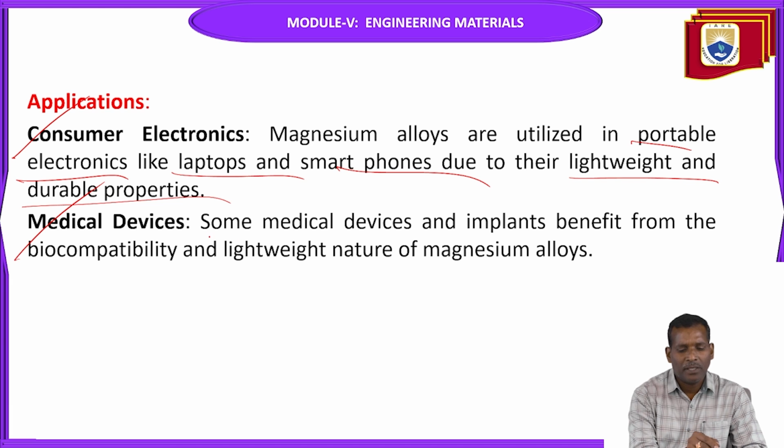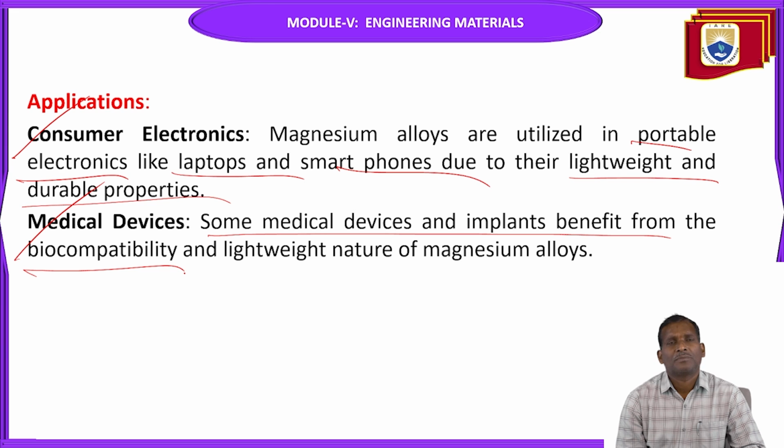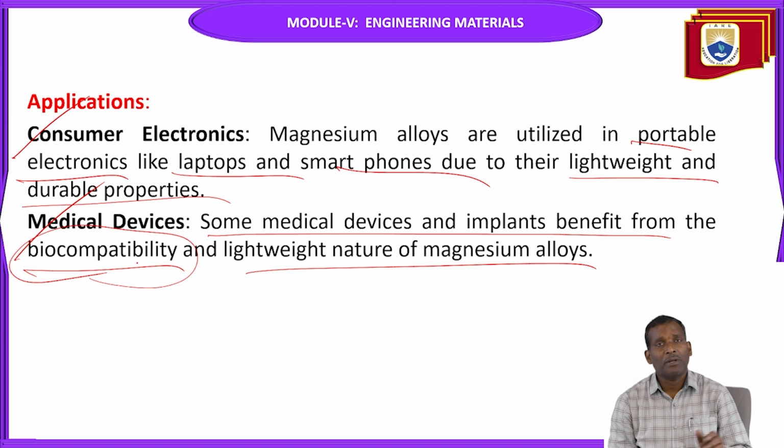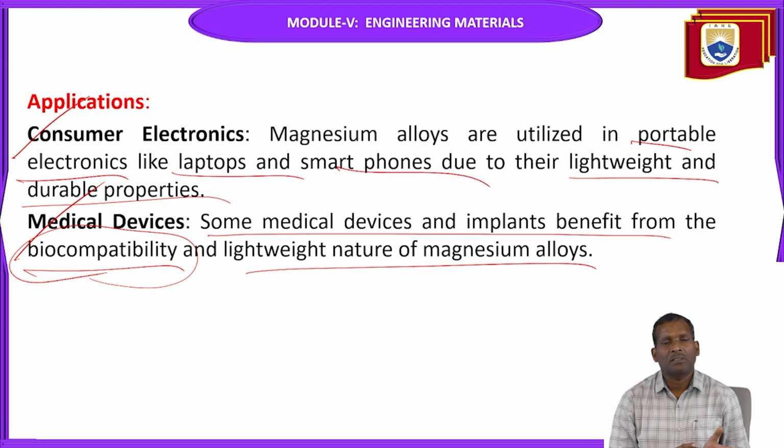Some medical devices and implants benefit from the biocompatibility, so compatibility with human tissues, non-toxic and a lightweight nature of magnesium alloys. Due to this biocompatibility property, the materials are used in medical devices like bone replacements and dental implants. Why? Because this does not harm the human tissues.